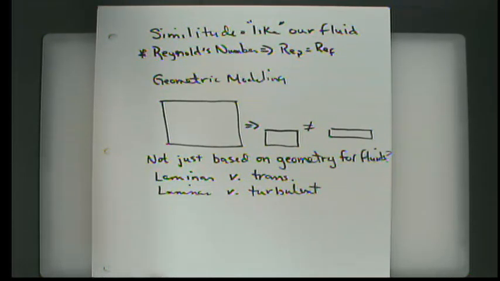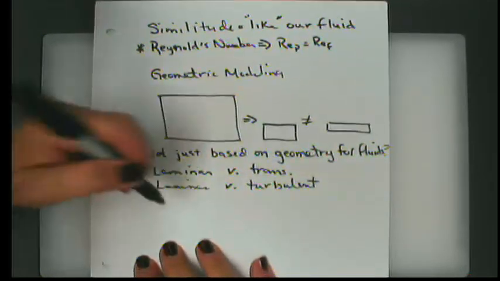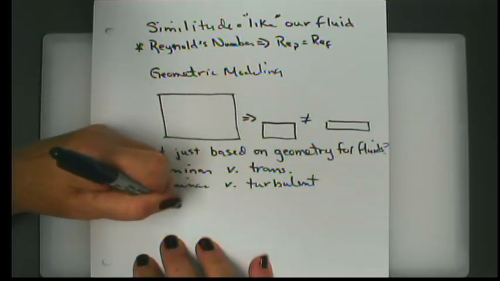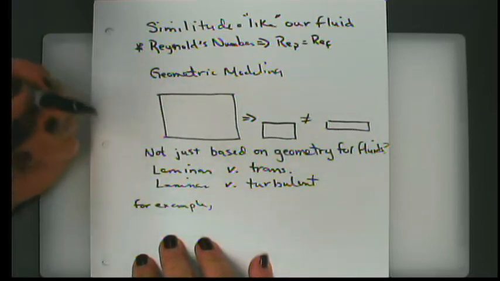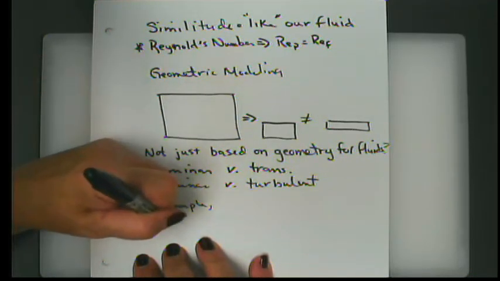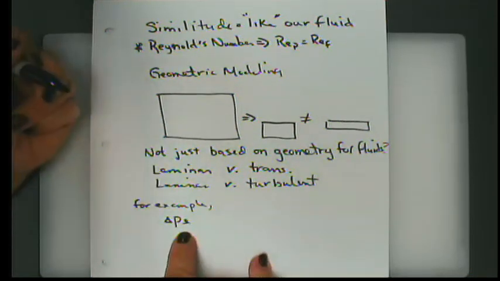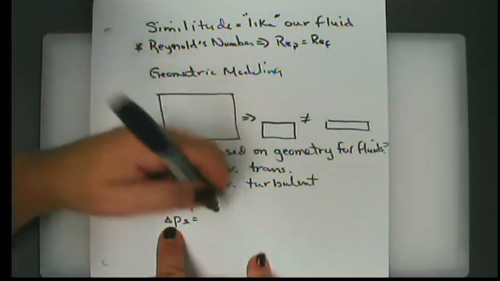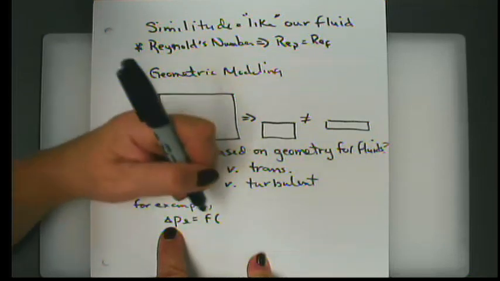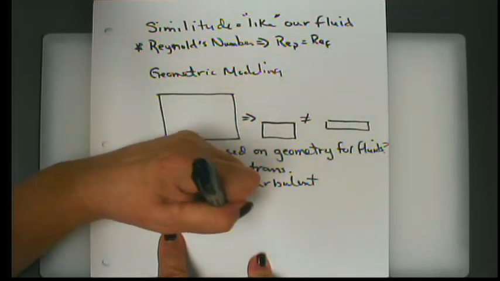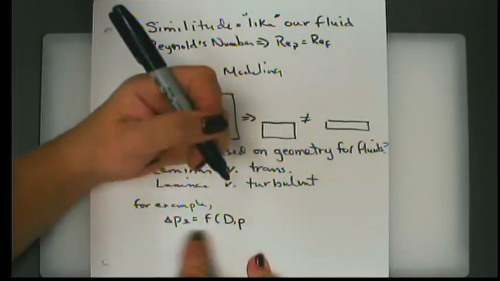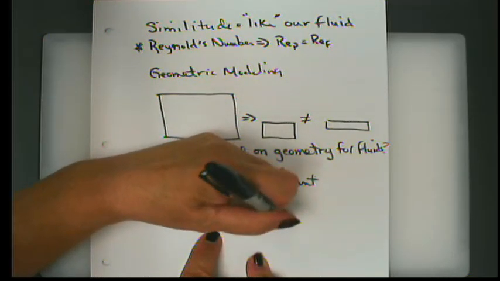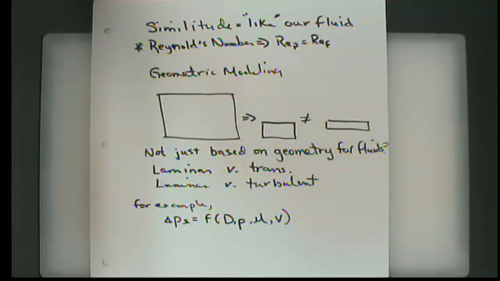All right, so one of the things that we could say is, for example, we may decide that for a particular type of a fluid drop in some sort of length of pipe, the delta P, or the pressure drop, might be a function of the diameter of the conduit, the density of the fluid, the viscosity of the fluid, and the velocity with which it moves.